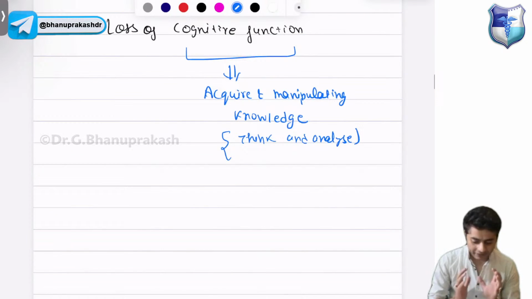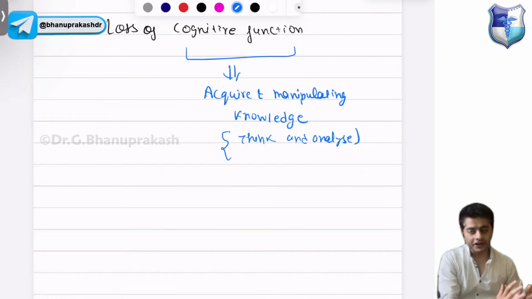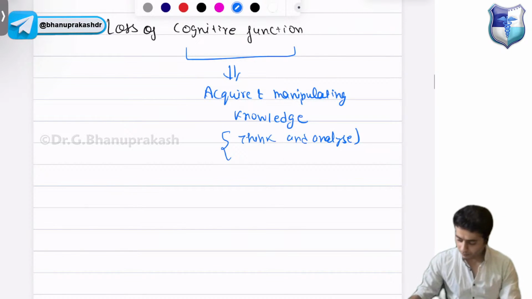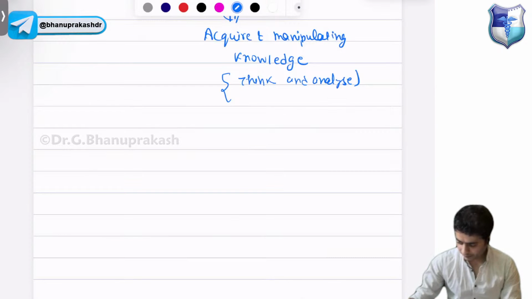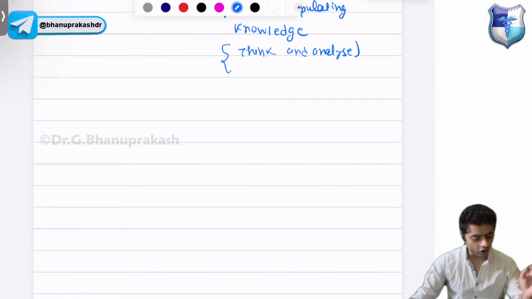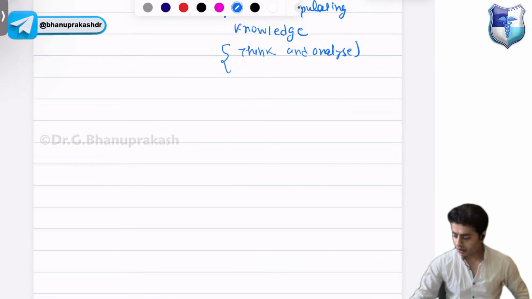So dementia is all about loss of cognitive function. Can anyone tell me what all the cognitive functions are? What all are the cognitive functions?